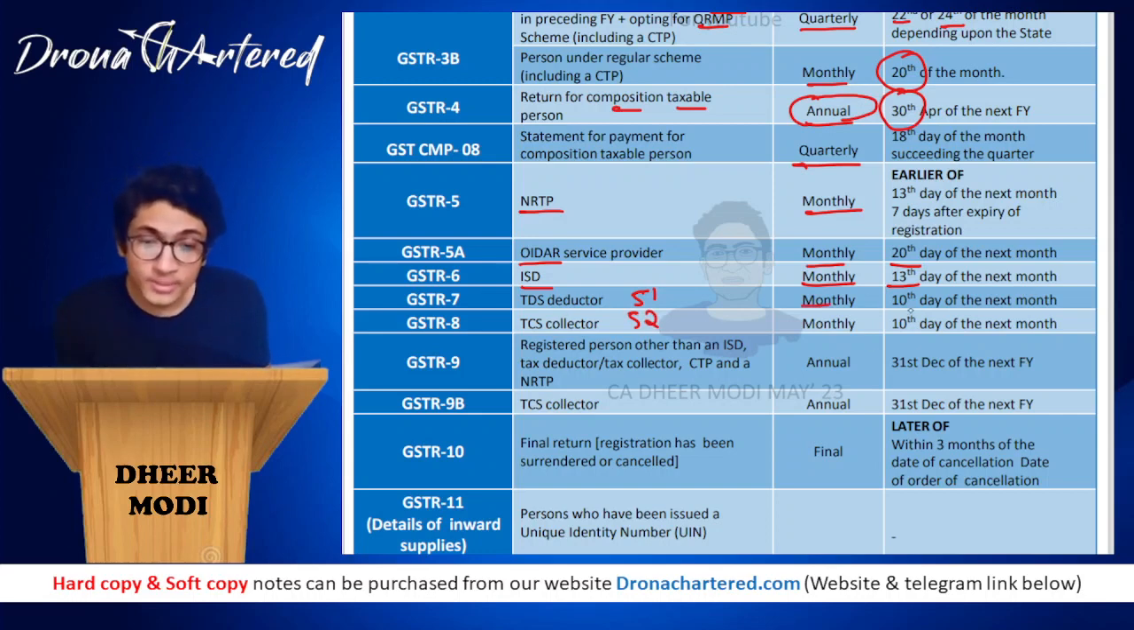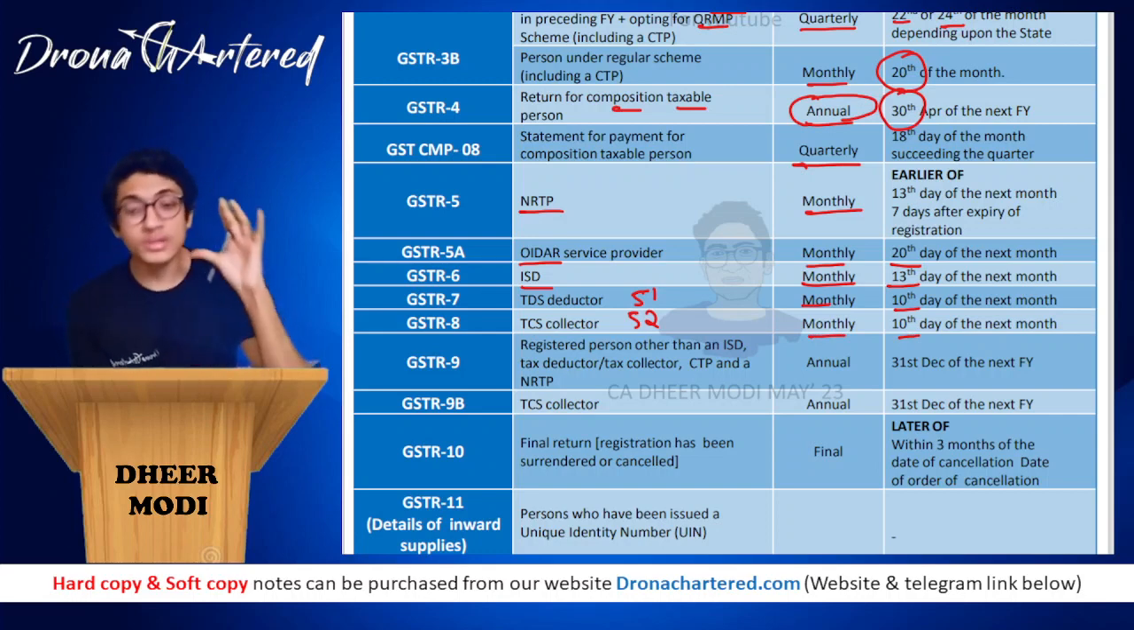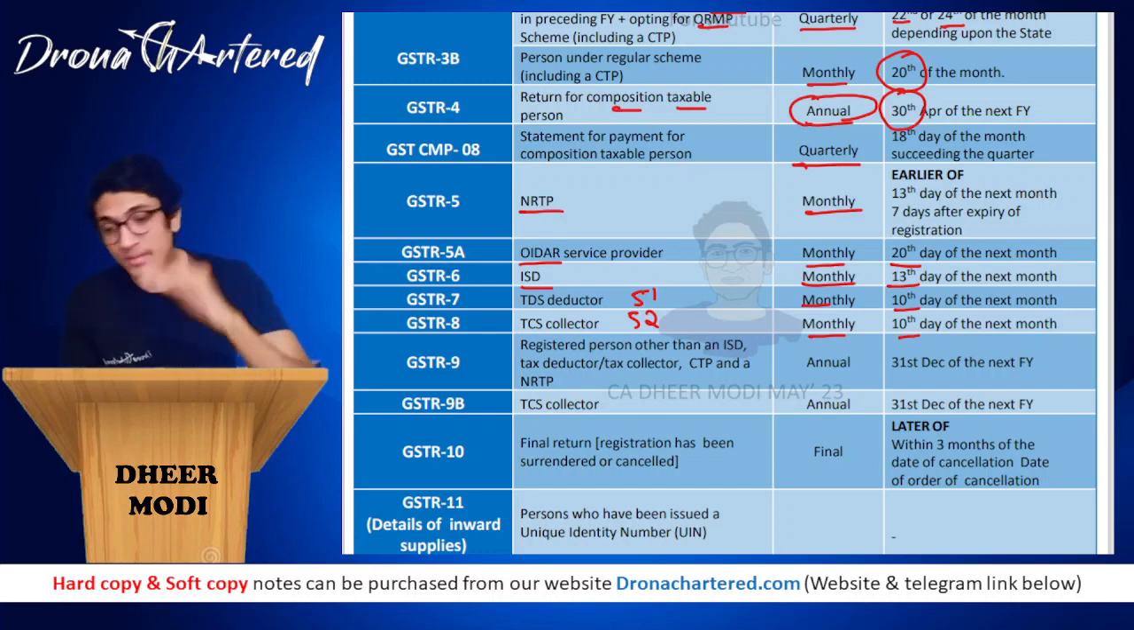TDS deductor, this is monthly and 10th day of the next month. TCS collector, that is your GSTR 8. GSTR 8, that is also monthly and that is also 10th of the next month. So what you have to remember, TDS and TCS are both 10th of next month, both are monthly returns. One is with regards to TDS, one is with regards to TCS. First is TDS is 7, TCS is 8.